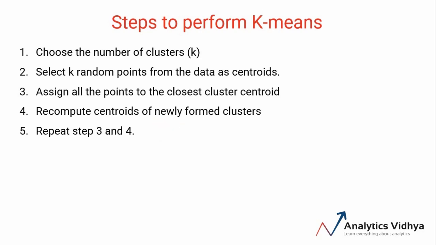We then repeat steps 3 and 4. So we'll calculate the centroid of the newly formed clusters, assign points to the nearest cluster centroid, again calculate the centroid of the cluster, and repeat these steps. This is how k-means works. Here the step of computing the centroid and assigning all the points to the cluster is a single iteration.